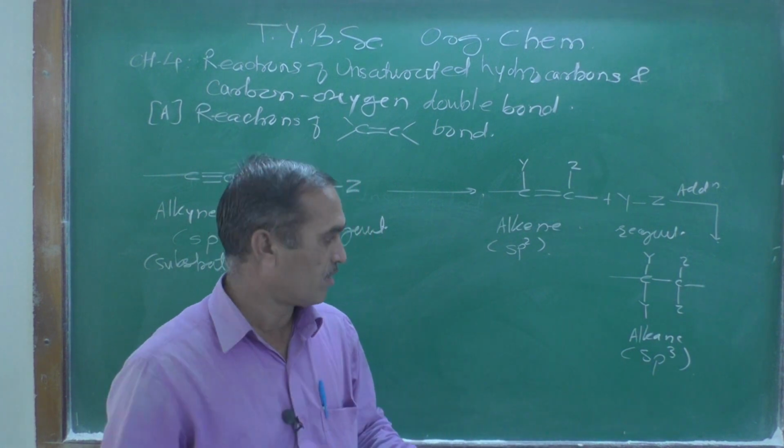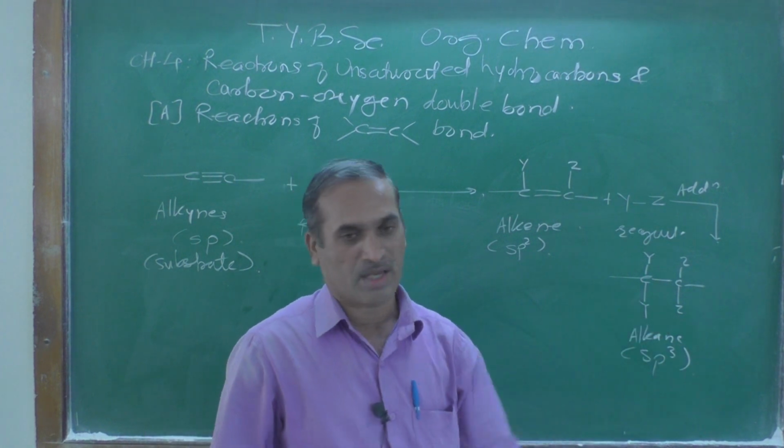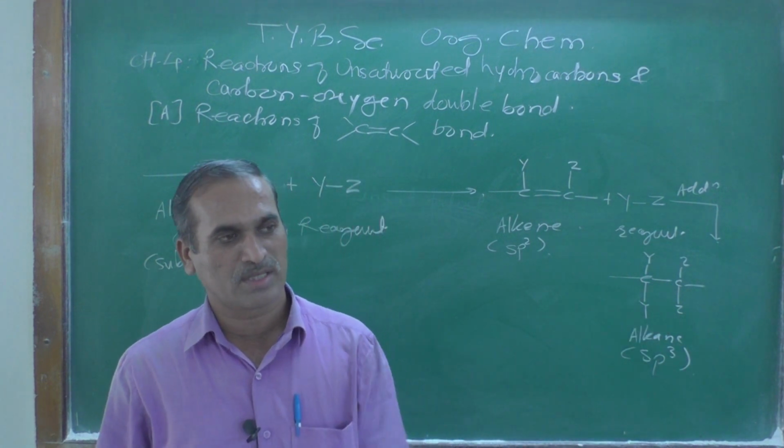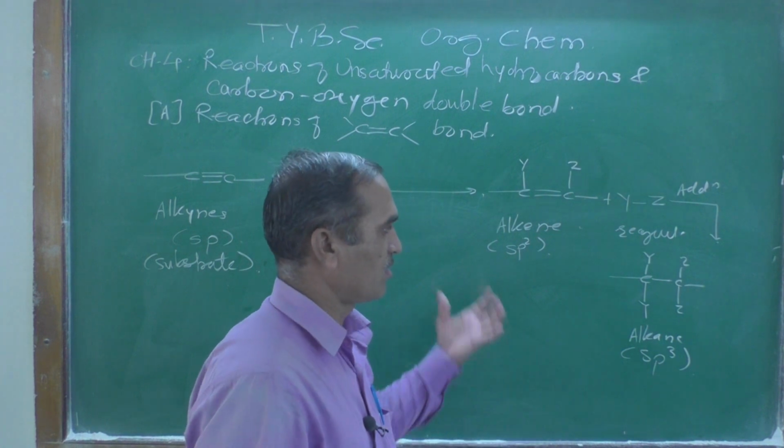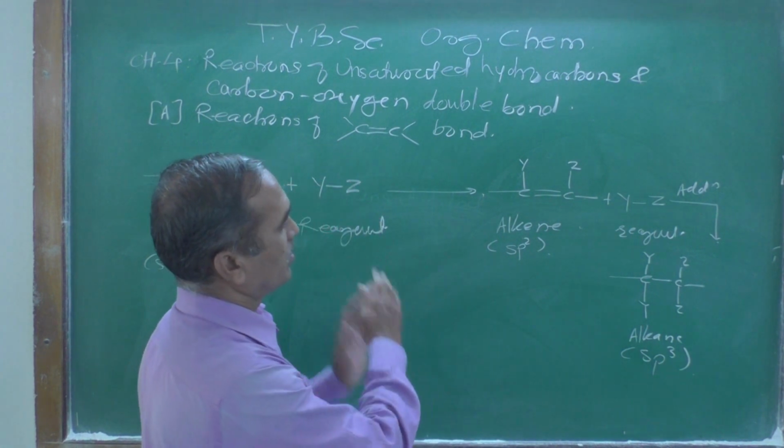109.5 degree, right? And what is the bond length of a carbon-carbon single bond? Carbon-carbon single bond length is found to be 1.54 angstrom. These are the general information you should remember.